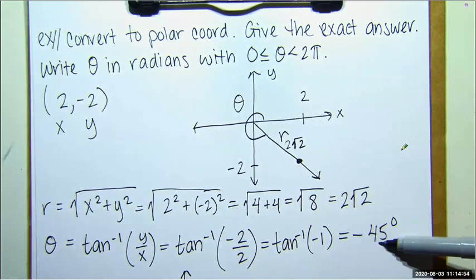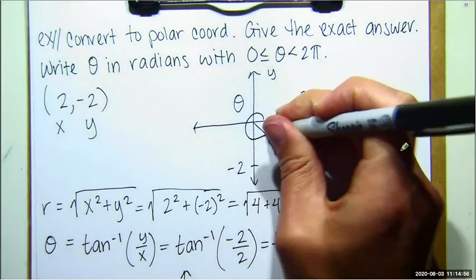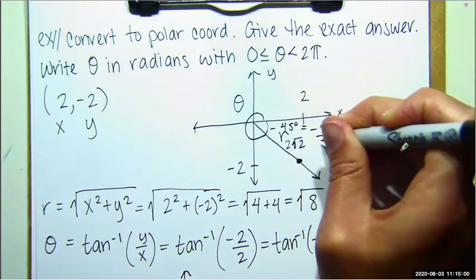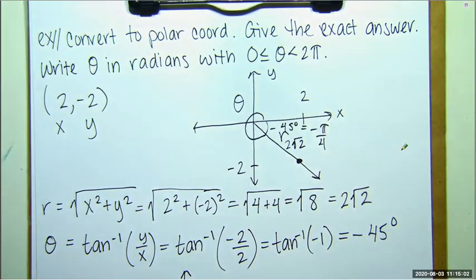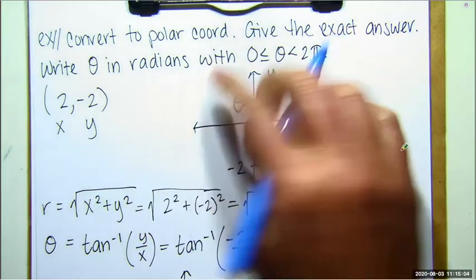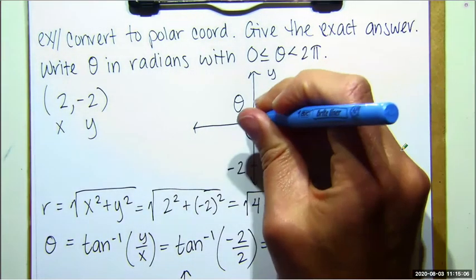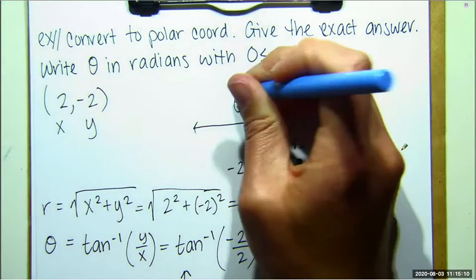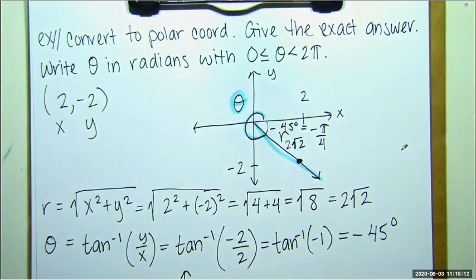So -45 degrees. This tells us that this angle is -45 degrees, which is negative pi over 4. The problem asked us to do it in radians, and it wants theta to be between 0 and 2 pi. So we are actually looking for this positive blue angle, because the problem specified, it wants us to give a positive answer.